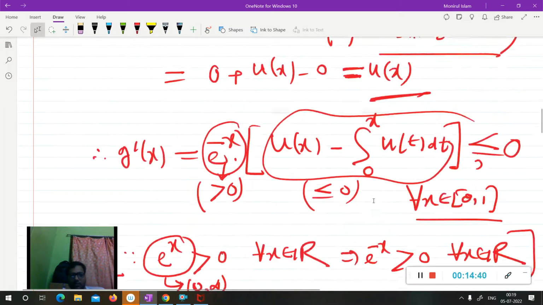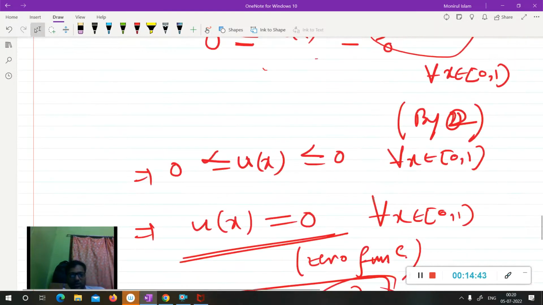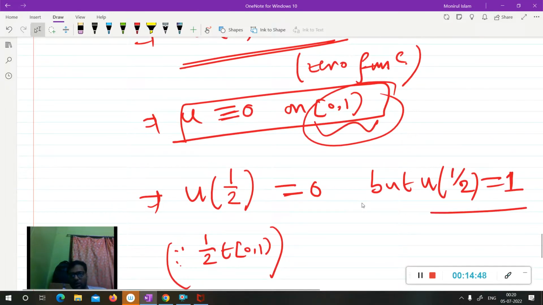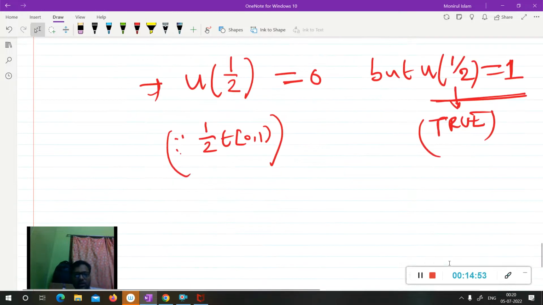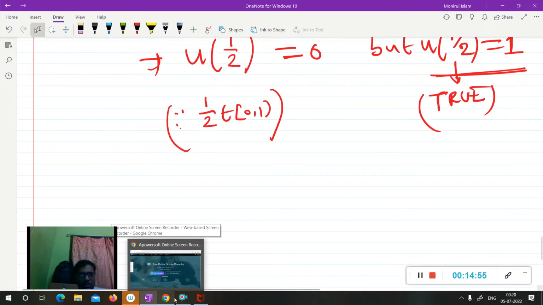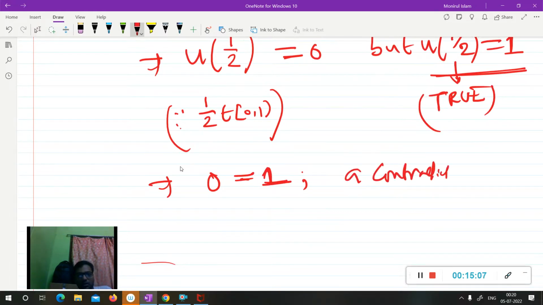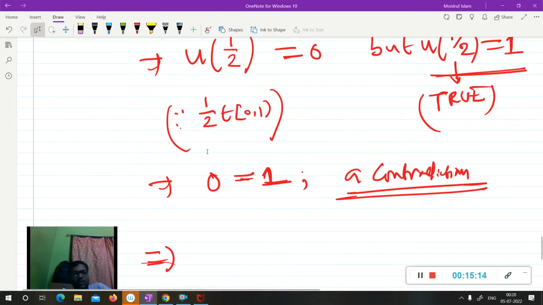So according to the above, u(1/2) equals 0, and according to the question, u(1/2) equals 1. If this is true, then we must have 0 equal to 1. But this is a contradiction, since 0 can never be equal to 1. So such a function u never exists.